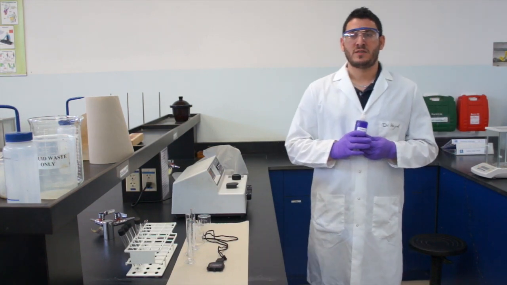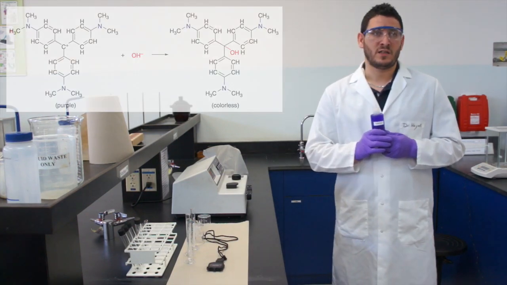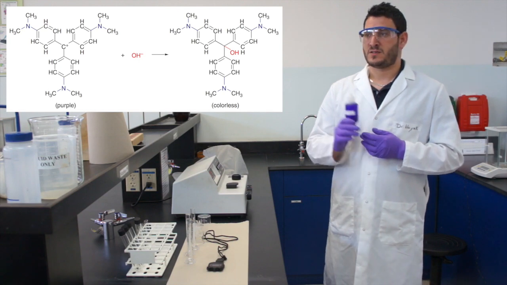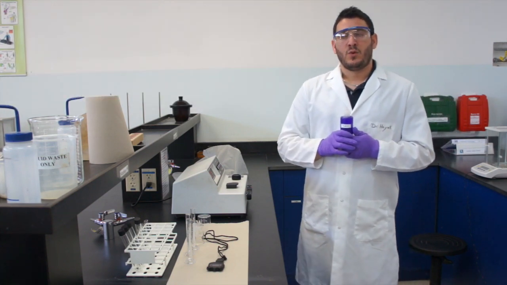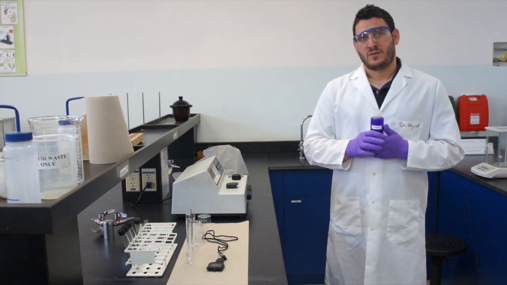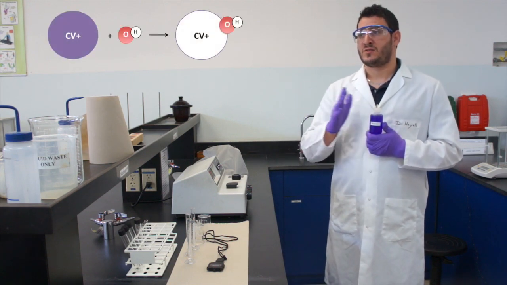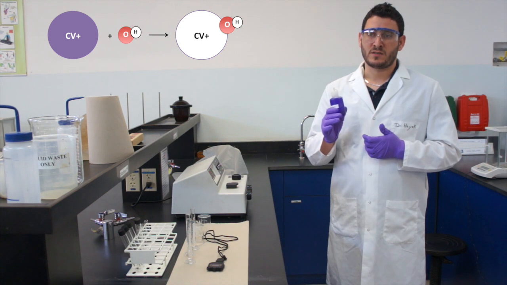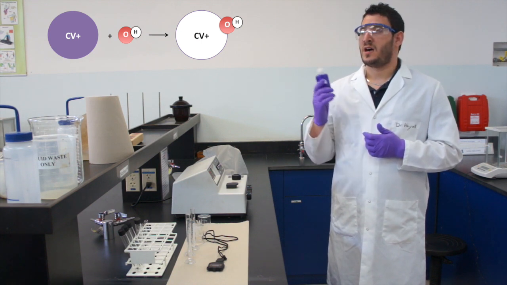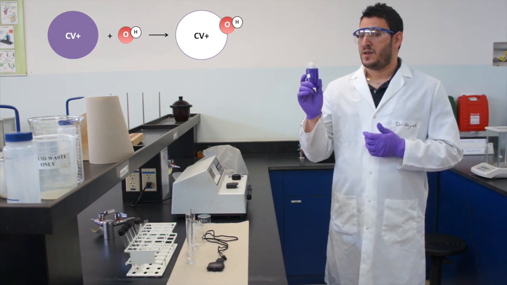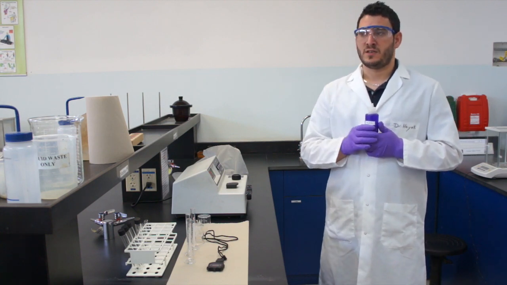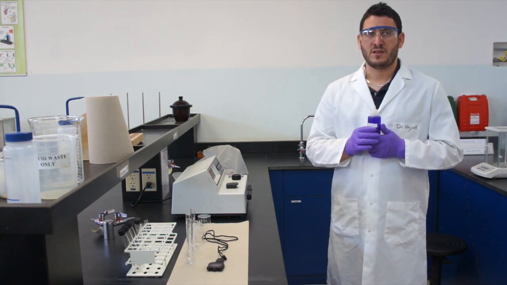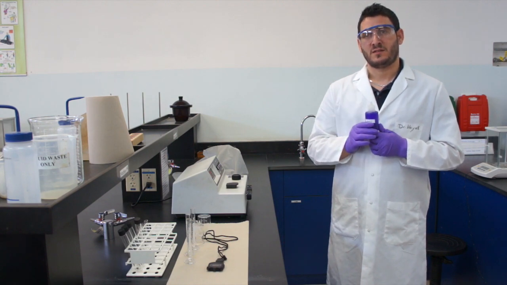Our reaction for today is between crystal violet, which is called crystal violet because of the color that it gives in solution, and sodium hydroxide. The reaction between crystal violet and sodium hydroxide gives a product. Now, the product is colorless. So how can we monitor the variation in the concentration of the reactant from the color intensity?